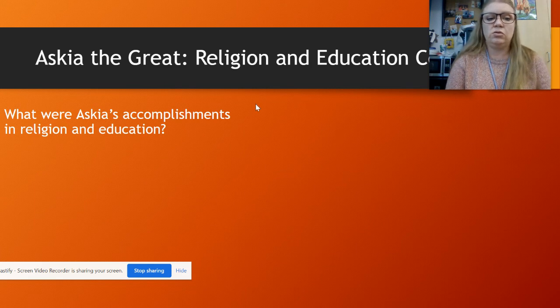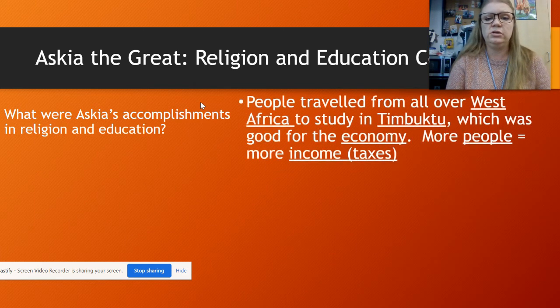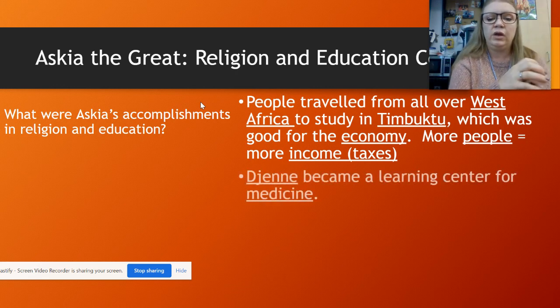So we're going to continue. Same question. So we're still focusing on the religion and the education. So people traveled from all over West Africa to study in Timbuktu, which was good for the economy because more people equals more income taxes, which equals more money and more power for the crown.